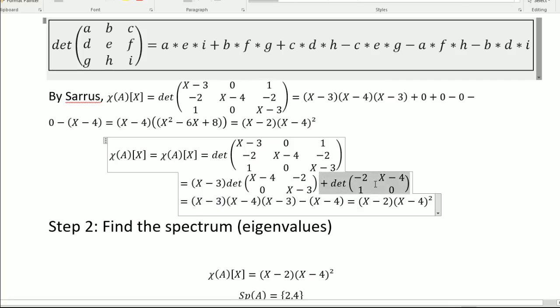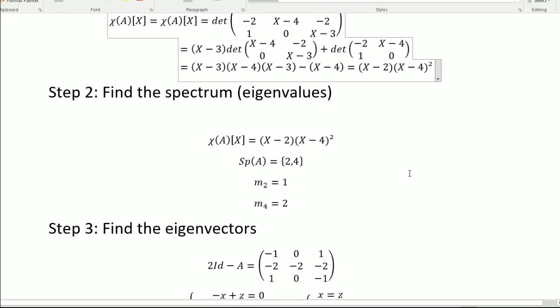And for this, we do minus 2 times 0, so that equals 0. Minus 1 minus 4, so we get minus x minus 4. We simplify that, and we get x minus 2 times x minus 4 squared. Now we'll find the spectrum.